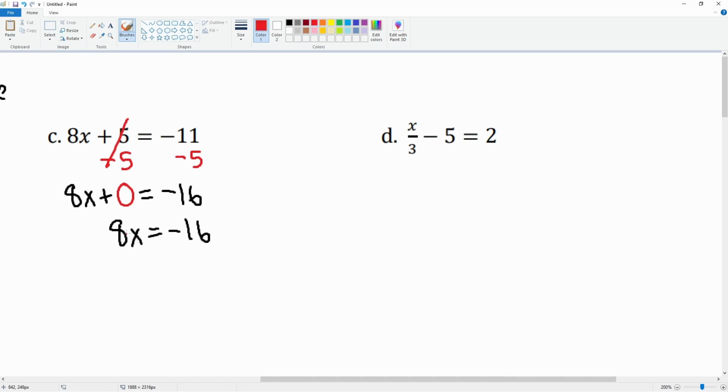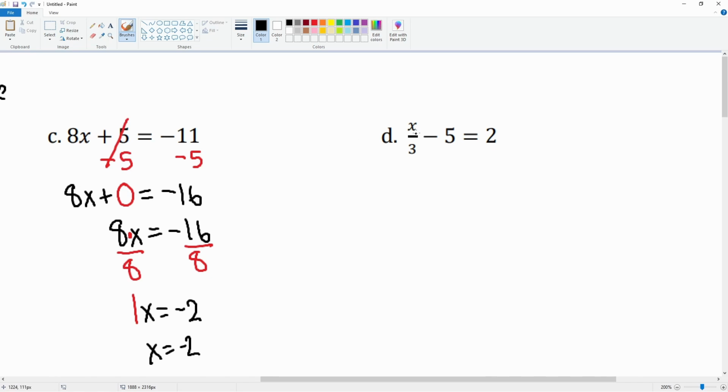That 8 is attached via multiplication in front of the x. So to get rid of it, we have to divide by 8 on both sides. Why? Because 8 over 8 becomes the number 1, leaving you a 1x on the left hand side. Bringing down the equal sign, -16 divided by 8 gets you a -2. No one writes that red 1 in front, so we can just write x is equal to -2.